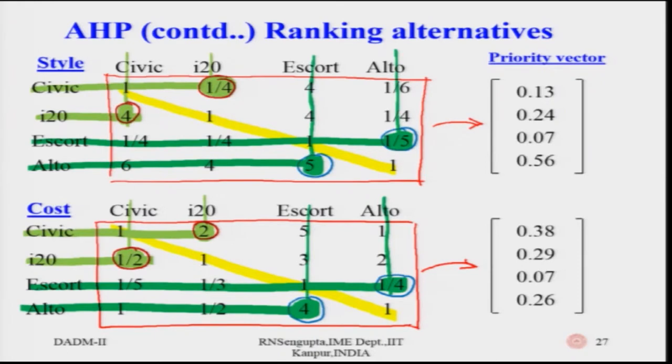And if you see, the rankings are changing. In the first case the highest score was 0.56 for Alto, here the highest score is basically for Civic on the cost front. This 0.07 is just a coincidence that the values for Escort are the same. So, the priority vectors would give you the information on how you will proceed to find out the consistency index and consistency ratio, and then compare whether there is rationality in the decision making process. Exactly whatever we have done when considering style, cost and the other factor.